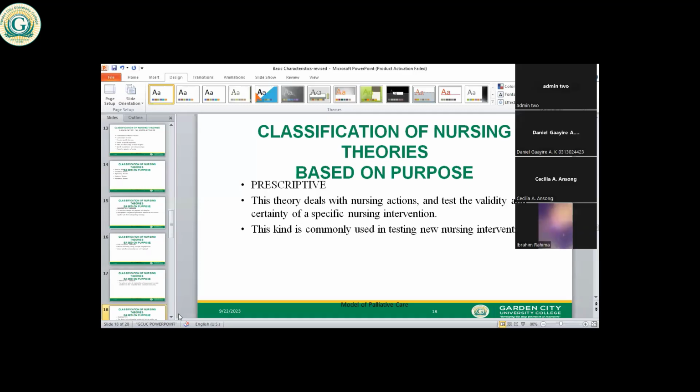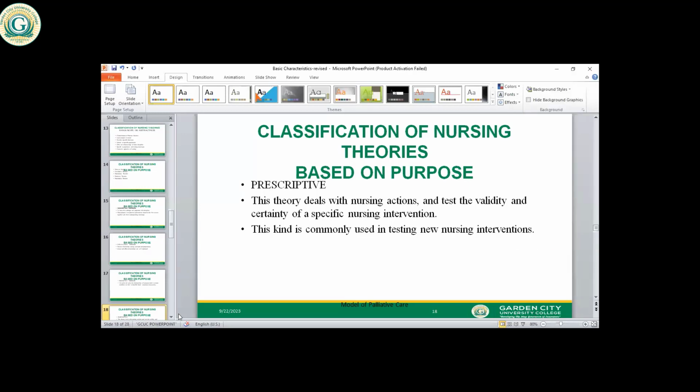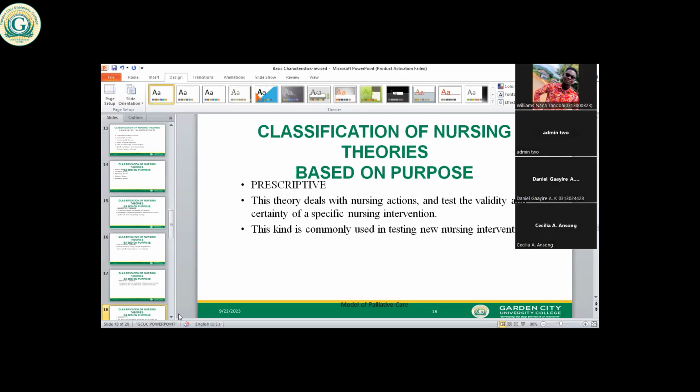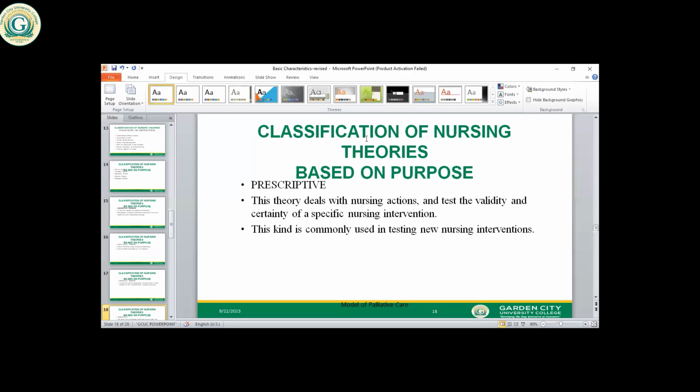Then we have the one that is based on purpose. The last one, we have the prescriptive theory. So we've seen the descriptive theories. We have discussed the explanatory theory. There is another hand up, Mr. Williams.